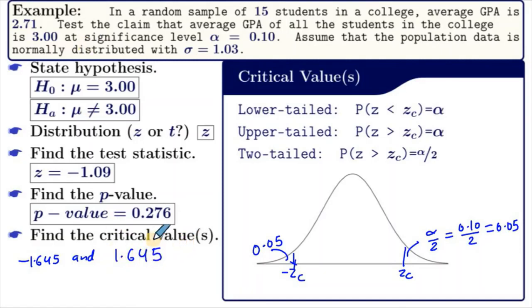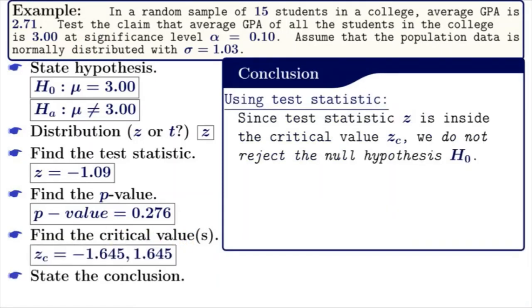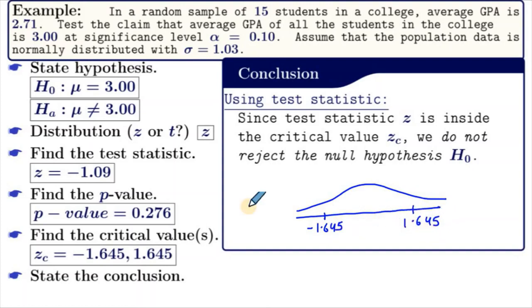So using test statistics, we can see that, first, let me draw the graph here. So this is our critical values, negative 1.645 and 1.645. And our test statistics is negative 1.09. So let's say that is somewhere over here. So this value here is negative 1.09. So looking at this diagram here, we can say that since test statistic Z is inside the critical value, we do not reject the null hypothesis.